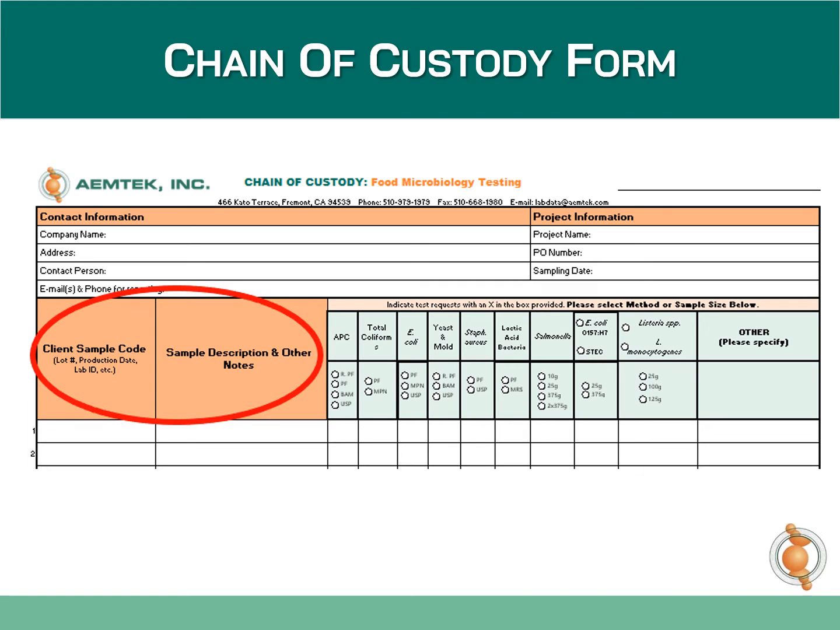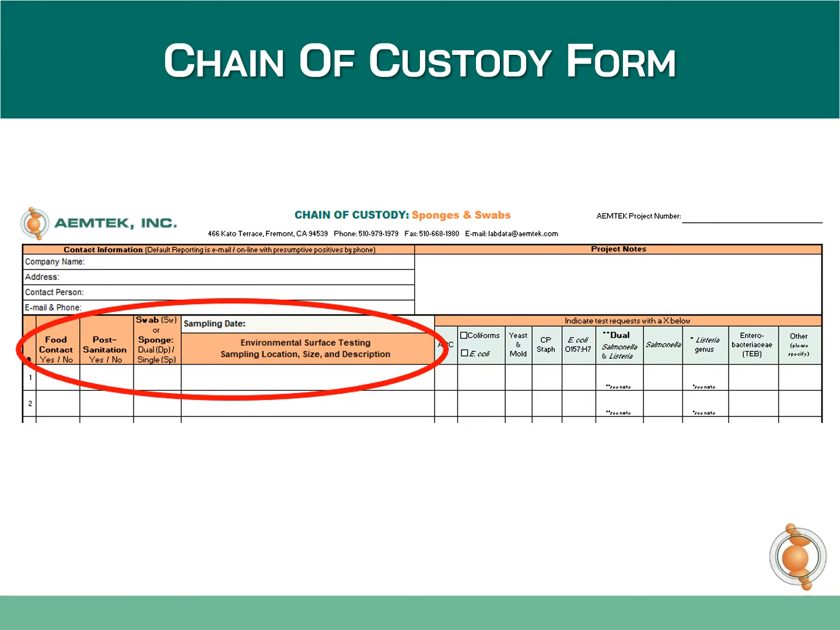For product samples, a lot number, production date, lab ID, or other identifier must be included. A sample description or other notes must be provided as well. It is important that the combination of the client sample code and sample description are unique for each sample provided, so that there are no repeated code numbers and the results will make sense.